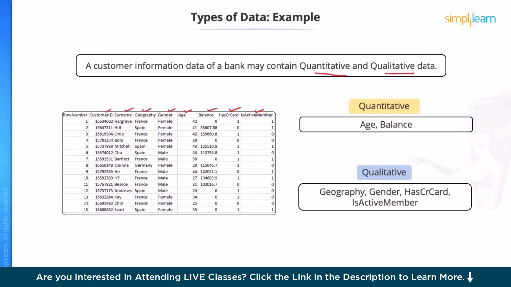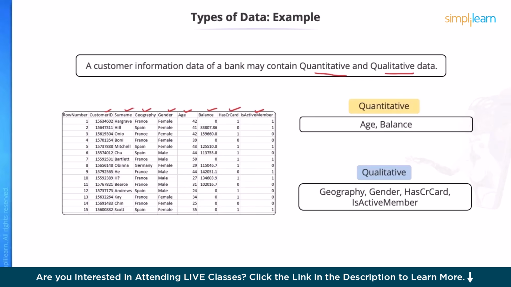Amongst these variables, we can see surname is qualitative as it cannot be counted and measured in numbers. Geography and gender are also qualitative as they cannot be counted in numbers and are mostly groups. Has credit card and is active member, although numerical in form, are categorical. That means these have been divided into groups of 1 and 0 that represent yes and no as an answer. Hence, these two variables are also qualitative.